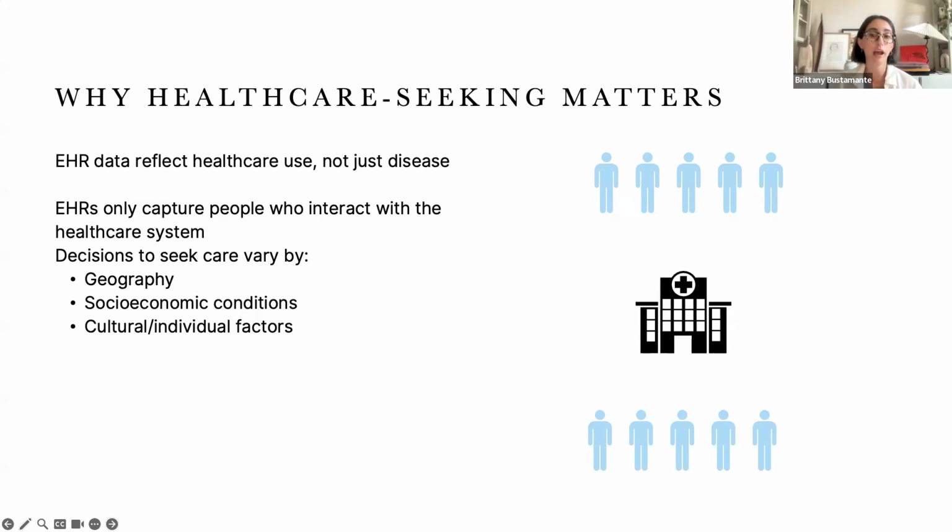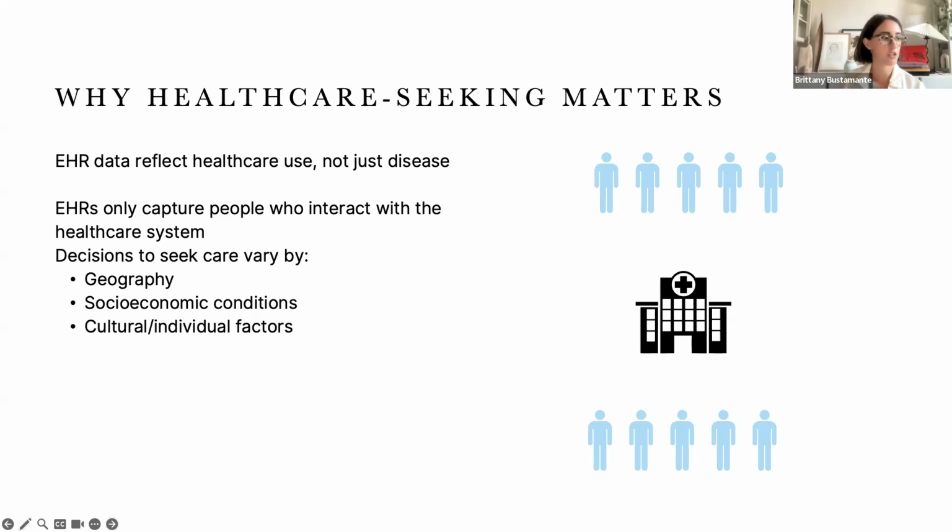But there's a really important caveat, and that's that EHR data only capture people who actually interact with healthcare systems. And not everybody does this in the same way. So healthcare seeking behavior varies by geography, by socioeconomic conditions, and by individual preferences. And what that means is that what we see in EHRs isn't necessarily the true distribution of disease. It's the distribution of who shows up in the healthcare system. And that can bias our estimates when we try to look at geographic patterns.